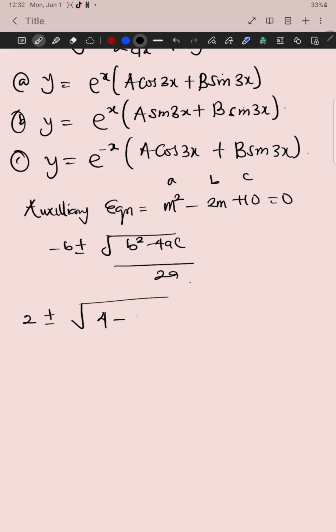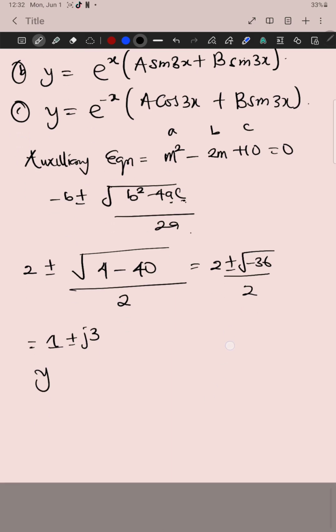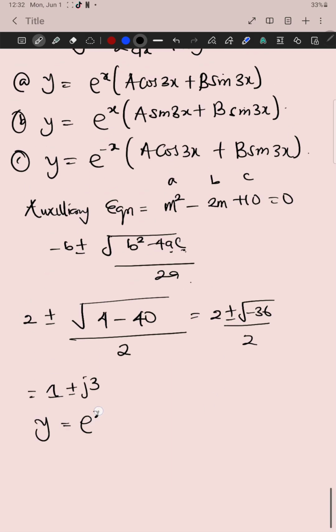4 minus 40. A is 1, c is 10. 1 times 10 is 10, times 4 is 40. Minus 40, over 2. So 2 plus or minus the square root of minus 36, divided by 2, and then we have 1 plus or minus j3. So our y is e to the power of x times a cos 3x plus b sin 3x. Do you see that? That's what we are saying.